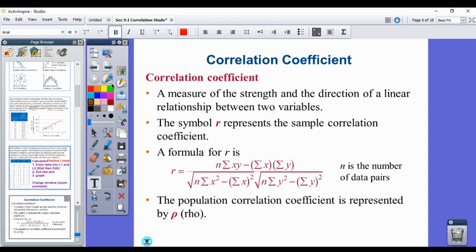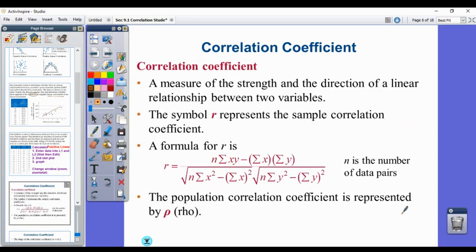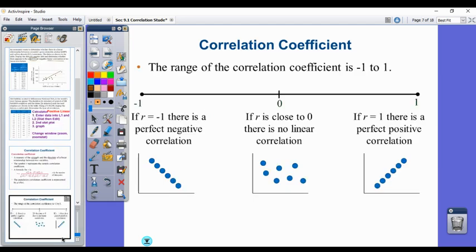Okay, so we have a way to determine how closely related our variables are, and that is called our correlation coefficient. So what this does is it measures the strength and also the direction of the linear relationship between our two variables. Okay, so here's our formula, and you're probably like, whoa, that's a lot, right? So we're actually going to do this in our calculator so that we don't have to worry about that.